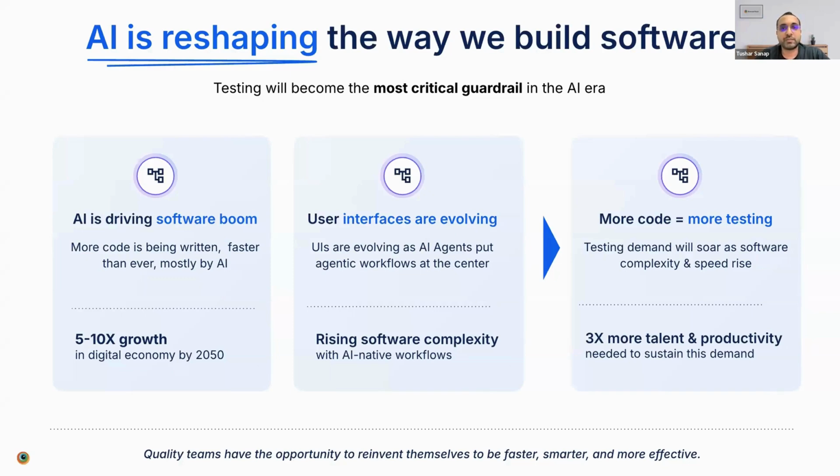Majorly because the world of software is changing, interfaces are becoming agents, and more code is getting written than has ever been written before. In the next 5 years, you are going to see more code written than in all the time since we started writing code. So that's where AI is driving the entire software boom, right?